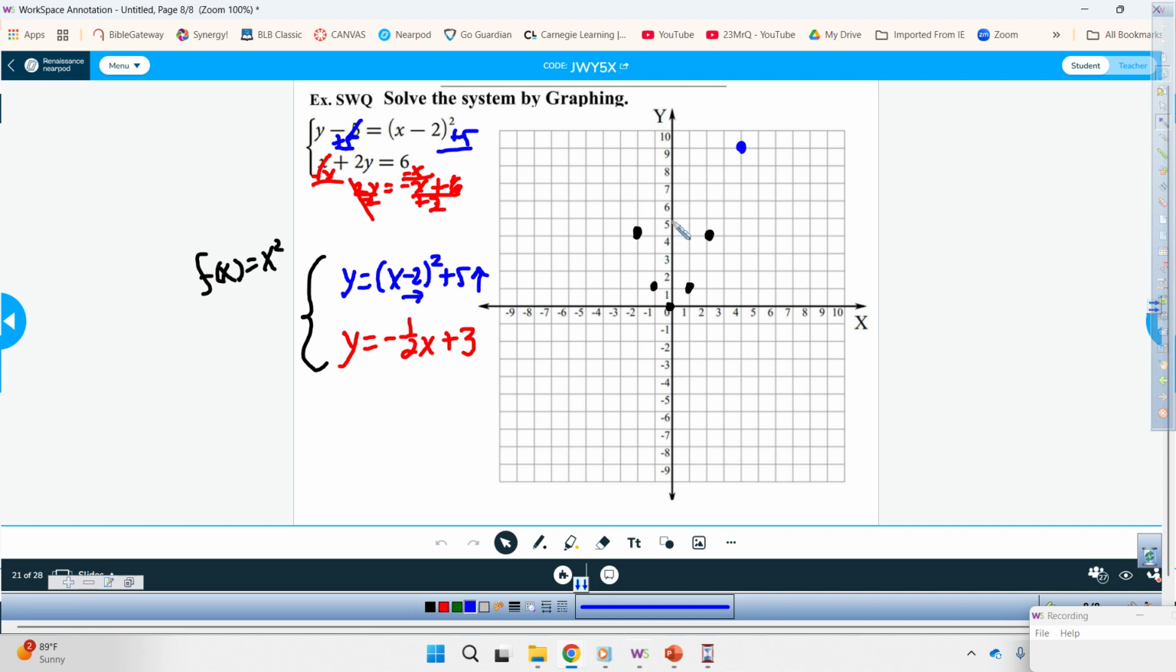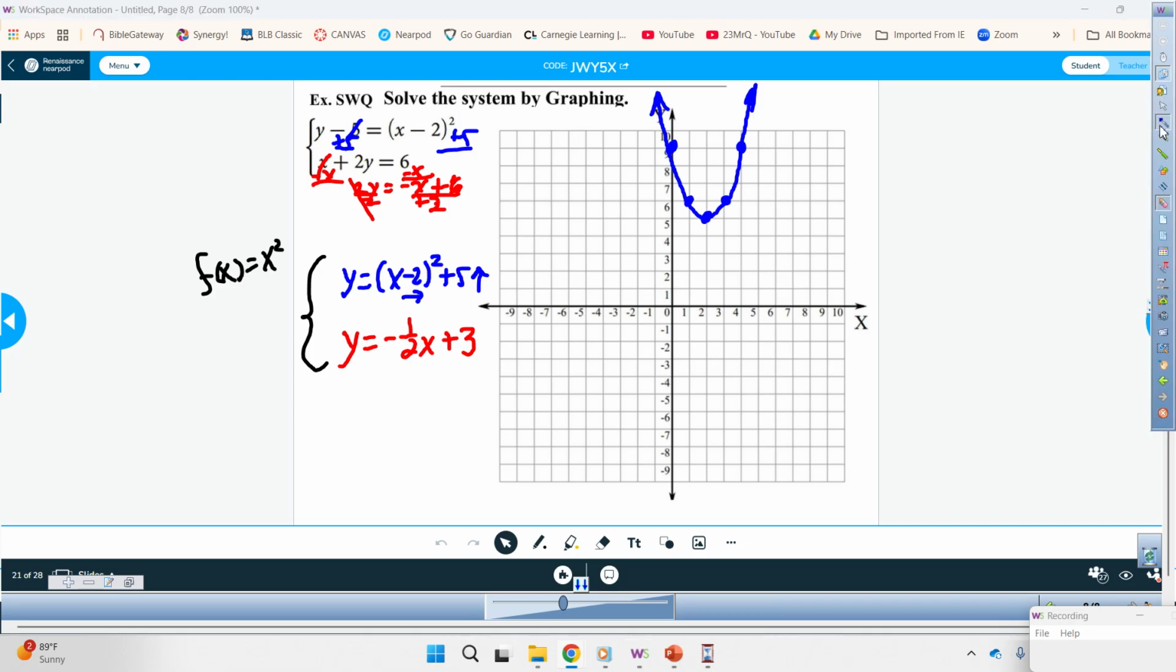This one, 2 to the right, 5 up, 1, 2, 3, 4, 5. This one, 2 to the right, 1, 2, 3, 4, 5. This one, 1, 2, 1, 2, 3, 4, 5. And this one, 2, 5. And now that's my new function. There it is. Let me make it. There it is. And now we can erase the other points that we didn't use.